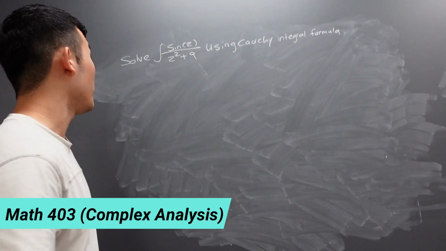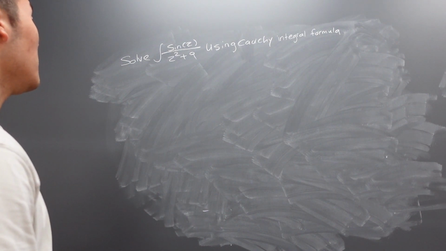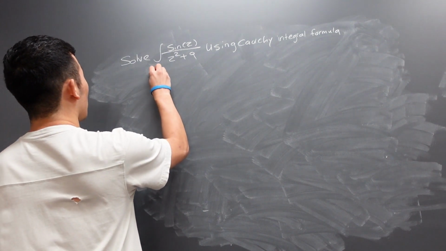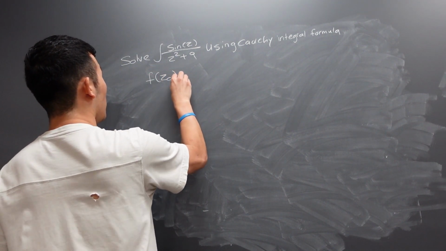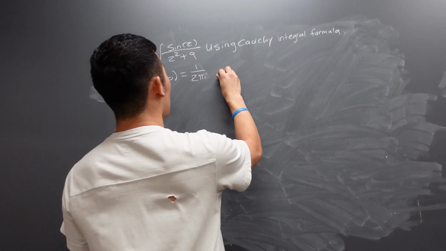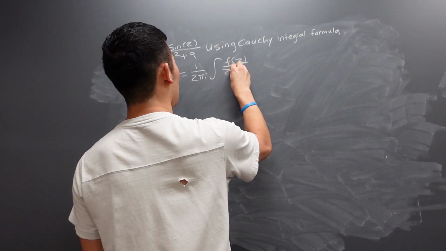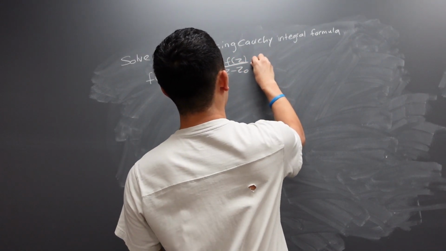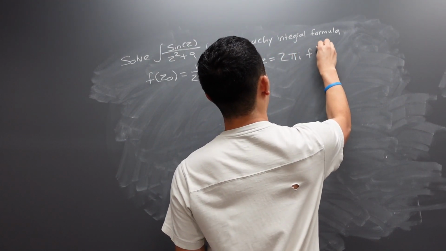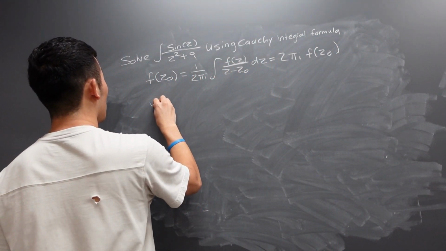Alright, so in this next problem here, we're trying to solve the integral of sine of z over z squared plus 9 using the Cauchy integral formula. So let me rewrite the Cauchy integral formula. f of z0 equal to 1 over 2 pi i times the integral of f of z over z minus z0 dz equal to 2 pi i f of z0. And let me rewrite the equation.